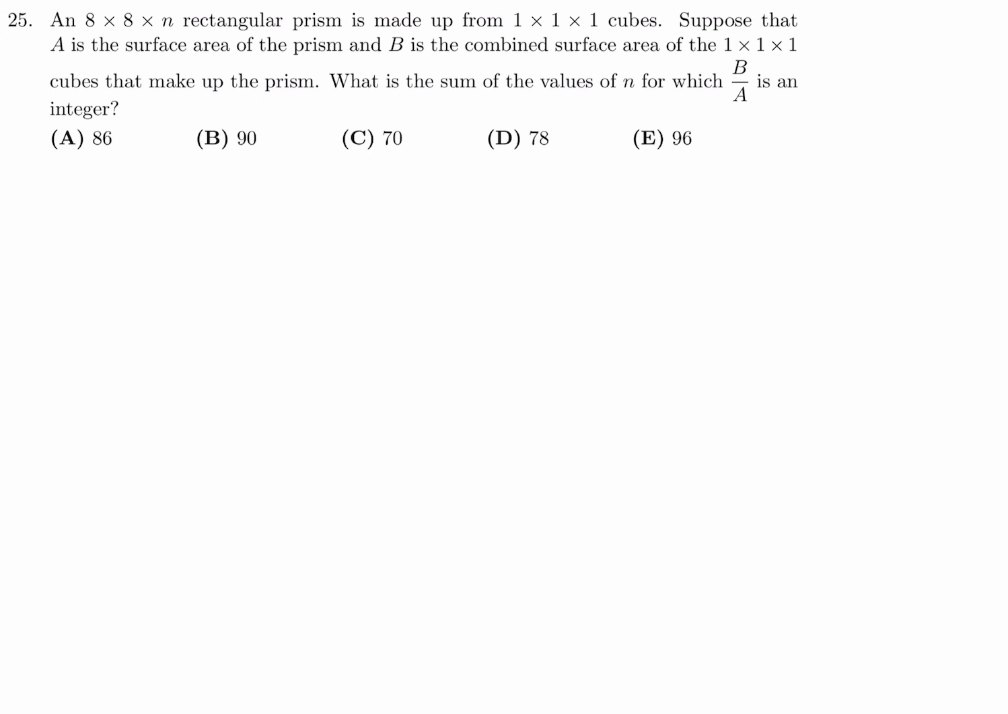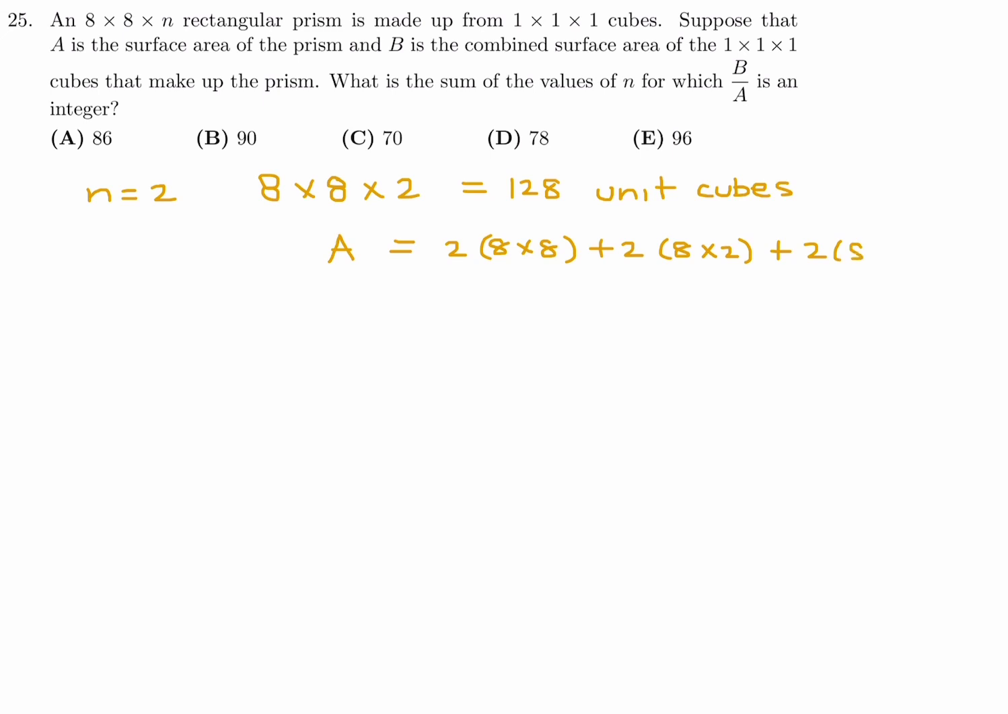I will first start off with a simple example. Let's say n is 2. Hopefully this example will make you understand how to approach this question. If n is 2, it will be an 8 by 8 by 2 rectangular prism, and the volume is 128. Now it's made up of these unit cubes, each with a volume of 1, so it'll be 128 unit cubes in this scenario. The surface area, which they are calling A, of the prism will be 2 times 8 by 8 plus 2 times 8 by 2 plus 2 times 8 by 2.